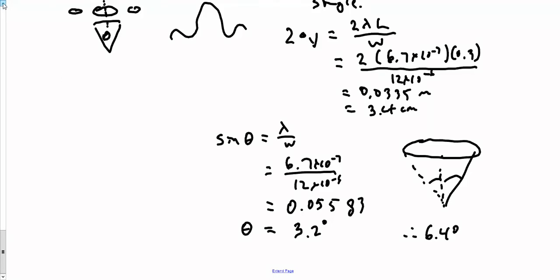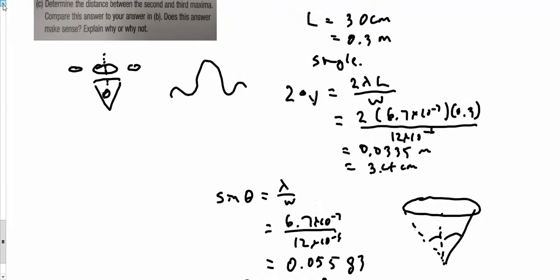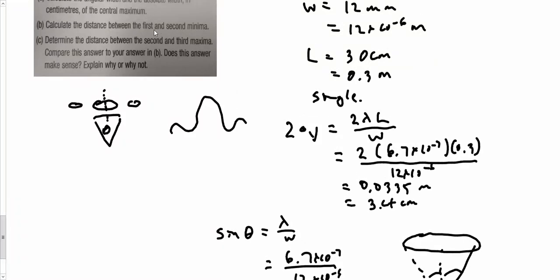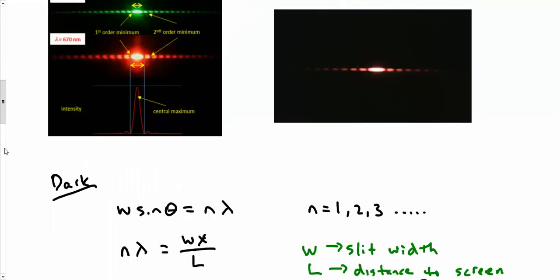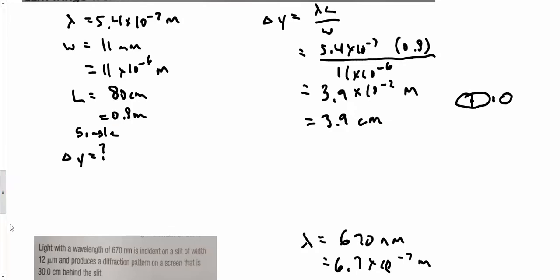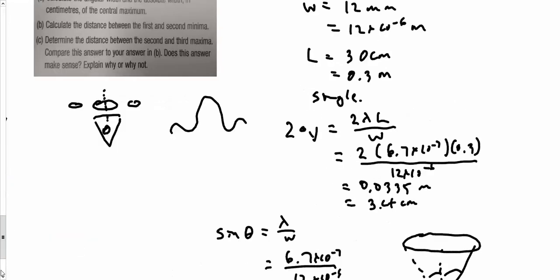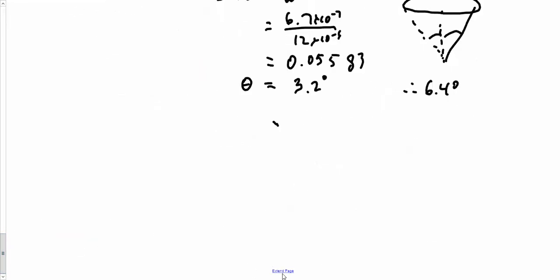So there's the central max question. Next, the distance between the first and second minima. Again, if I go up to this very important diagram, the distance between the first and second minima is still delta y. So I should be able to just use the delta y formula, lambda L over W. I plug everything in there and I'm going to get 1.7 centimeters, and you can try that for yourself.